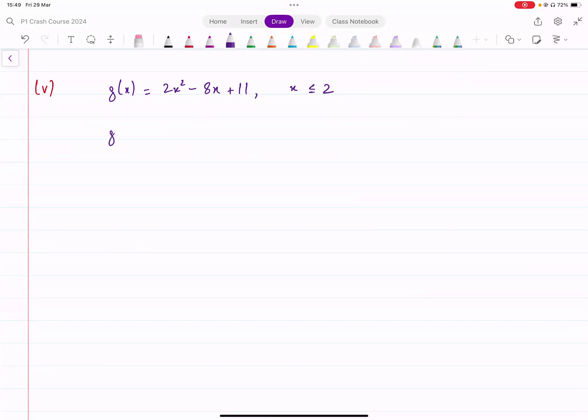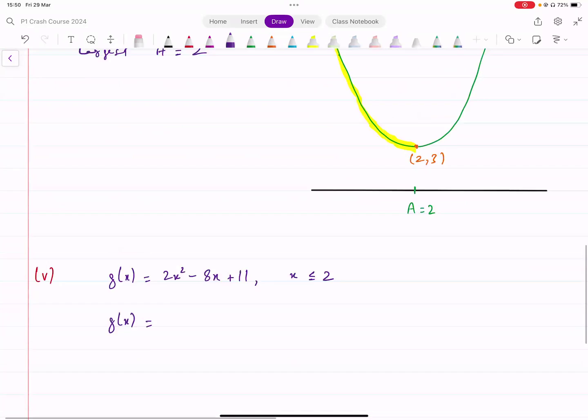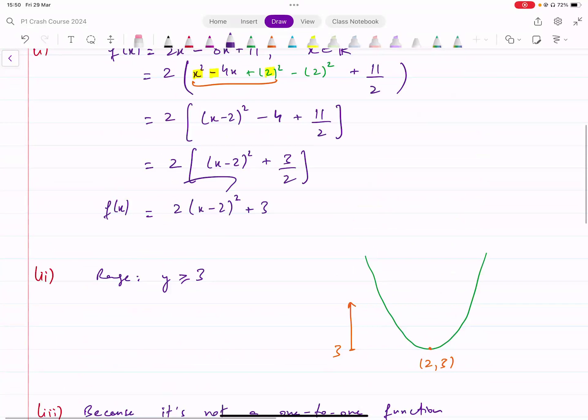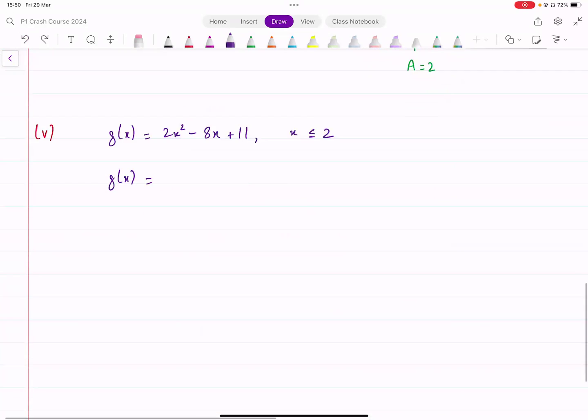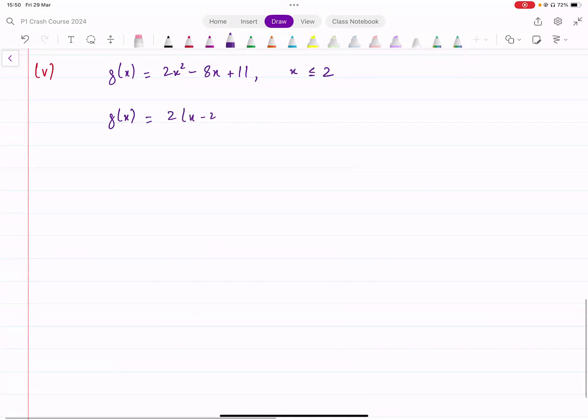You first have to complete the square. Now, they have made us complete the square of this expression already in the first part. And that's this: 2 into (x minus 2) whole squared plus 3. Let's just use that. Now, let y equal g of x. What does this become? y equals 2 into (x minus 2) whole squared plus 3.